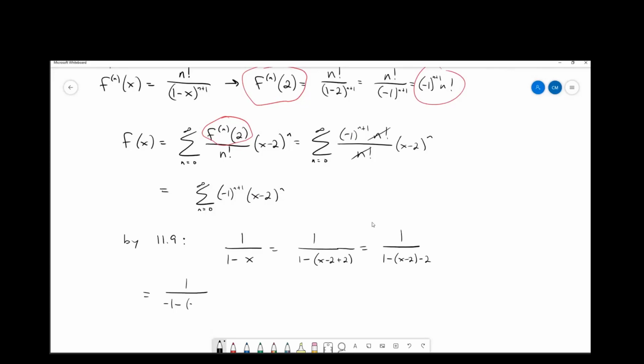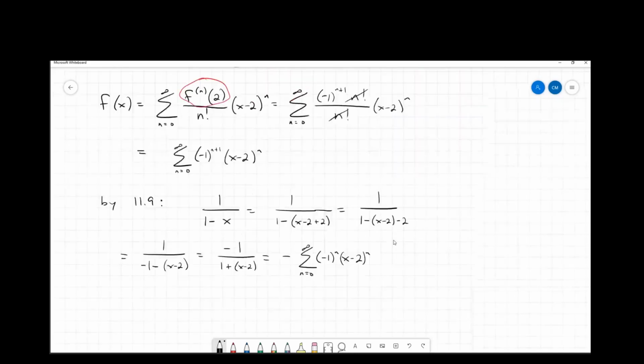minus (x − 2). And then notice that you can actually factor a negative out of the denominator and put it in the numerator and get 1 plus (x − 2) there. Now, by the methods of the previous section, that should be the same as this. And since it's a plus down in the denominator, we'll have a (−1)^n there. And then we'll have an (x − 2)^n.